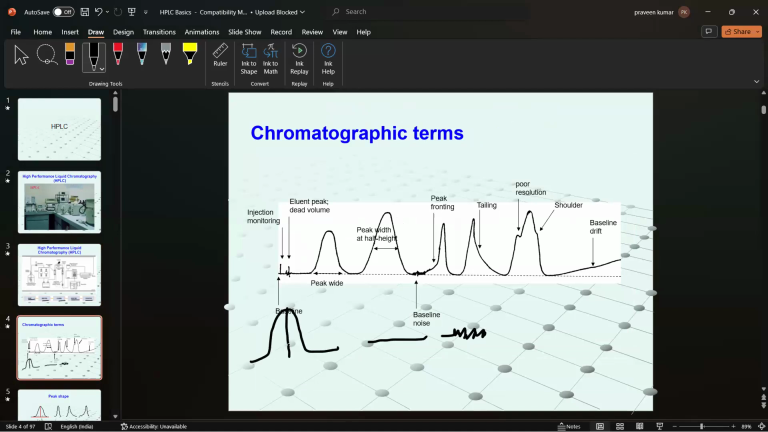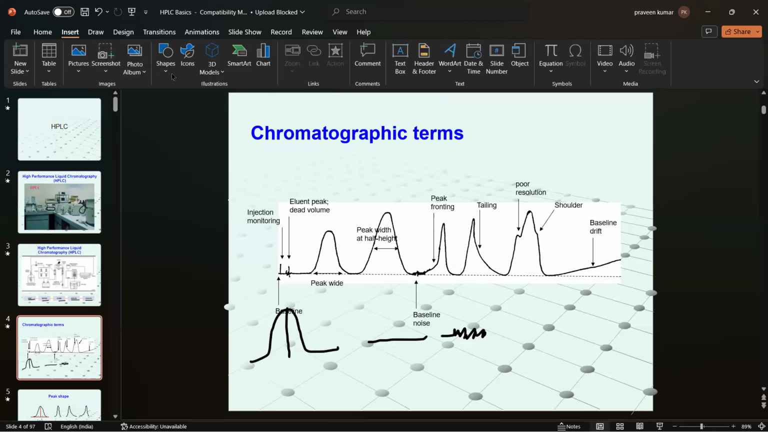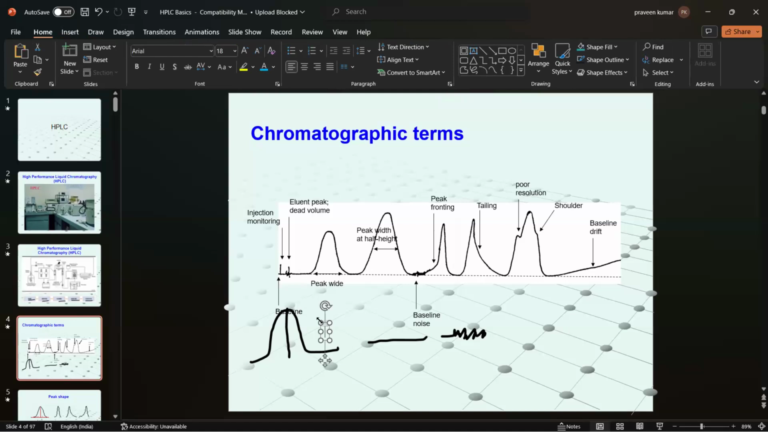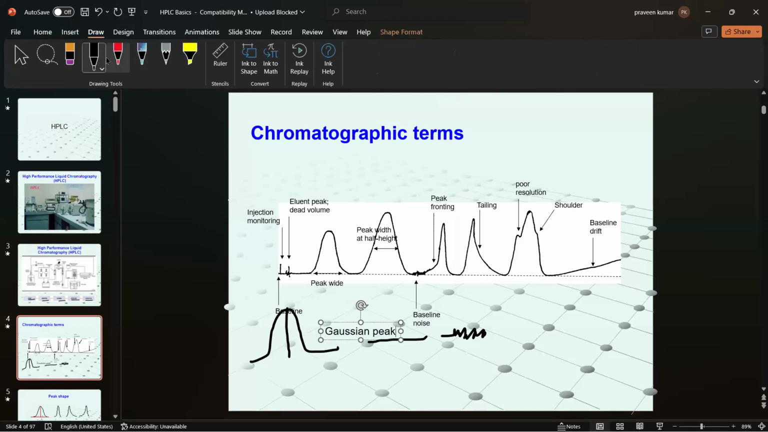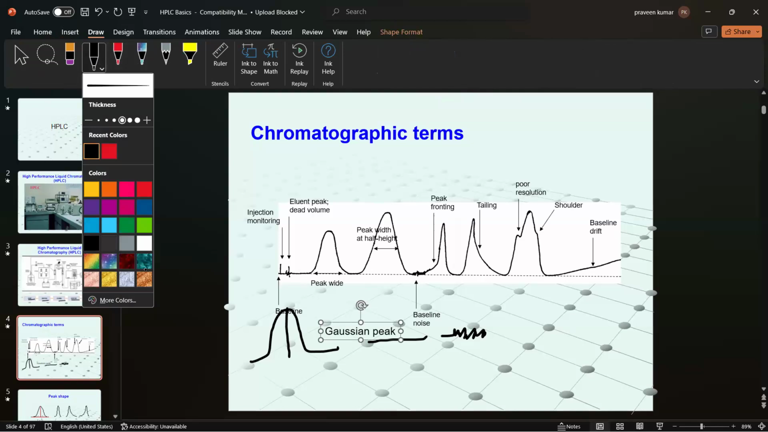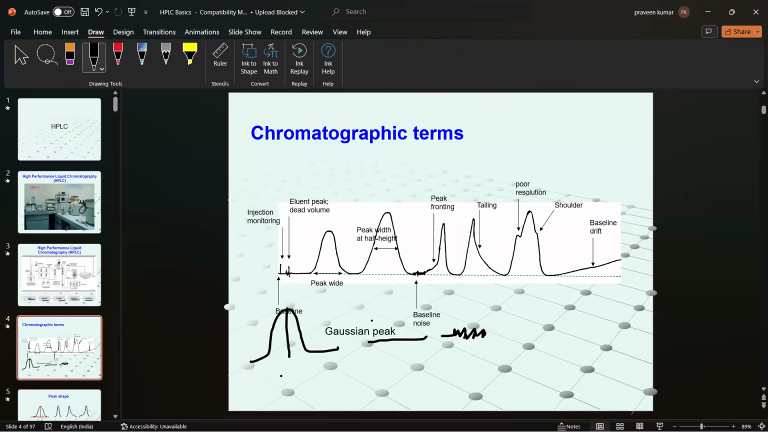If the peak is symmetrical in nature, then it is known as a Gaussian peak. If the peak is asymmetrical in nature, then it can lead to two phenomena: peak fronting and peak tailing. In peak tailing, this portion of the peak increases, while in peak fronting, this portion increases.